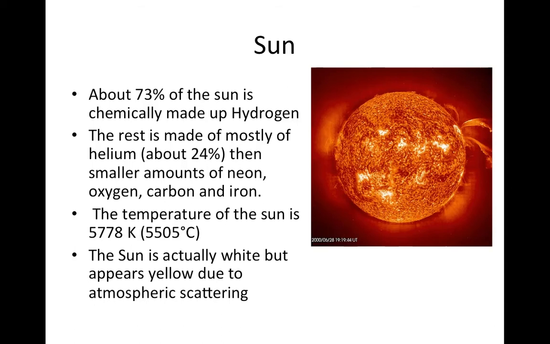Now, 73% of the chemical makeup of the sun is hydrogen. Another 24% is made up of helium, and then you have your smaller gases like neon, oxygen, carbon, iron, etc. We feel the heat of the sun, even though we are actually quite far away from the sun. So the temperature of the sun is actually 5,505 degrees Celsius, which is really, really hot.